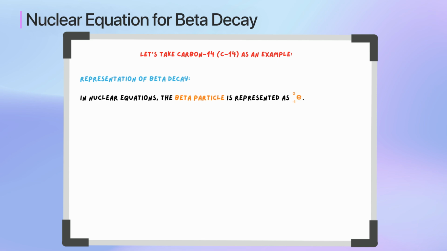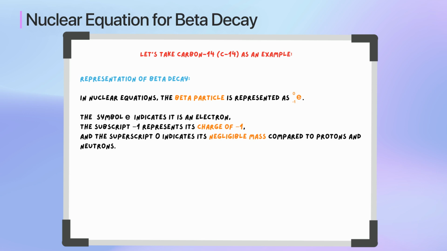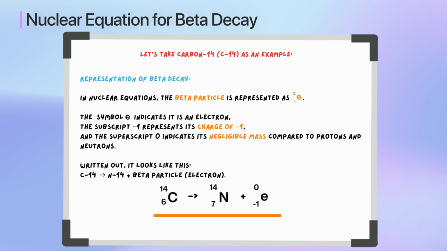In nuclear equations, the beta particle is represented as shown on the whiteboard. The symbol e indicates it is an electron, the subscript -1 represents its charge of -1, and the superscript 0 indicates its negligible mass compared to protons and neutrons. When written out, it should look like this. C-14 becomes N-14 plus a beta particle or an electron.